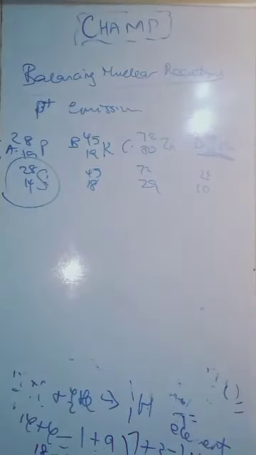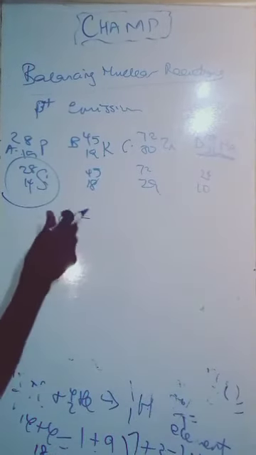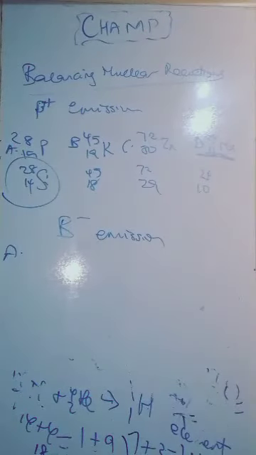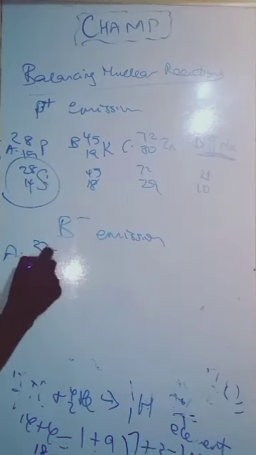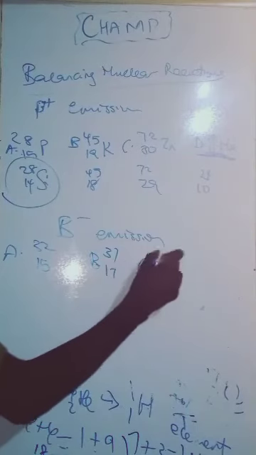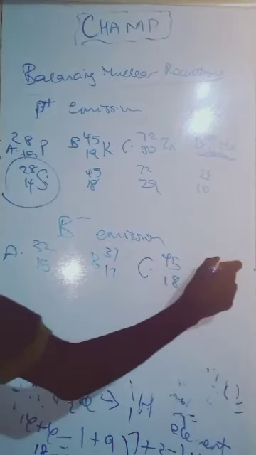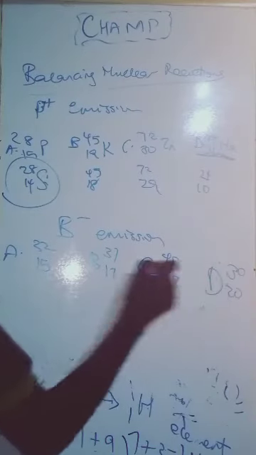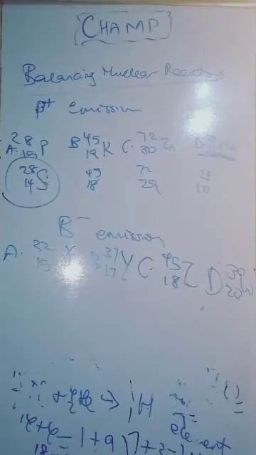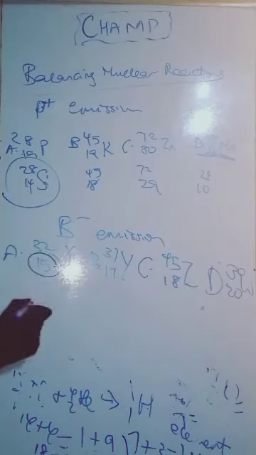Which of these, using negatron emission, is likely to increase by negatron emission? Yes, you have 32/15, you have 37/17, you have 45/18, you have 39/20. Let's call this one X, this one Y, this one Z, and this one W. You can pause the video and tell me your answer. I'm sure you have gotten it now. I said negatron, beta, it does what? The atomic number will do what? Increase. So this will be what?